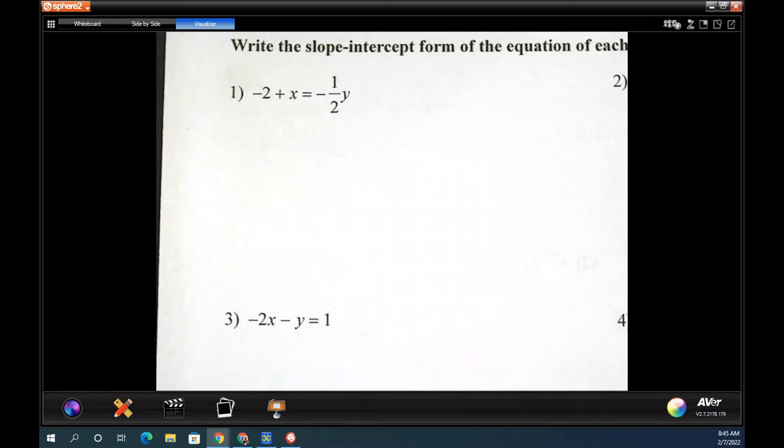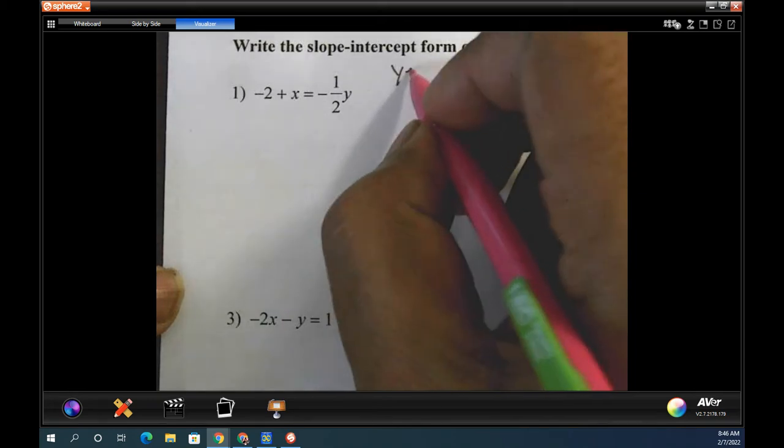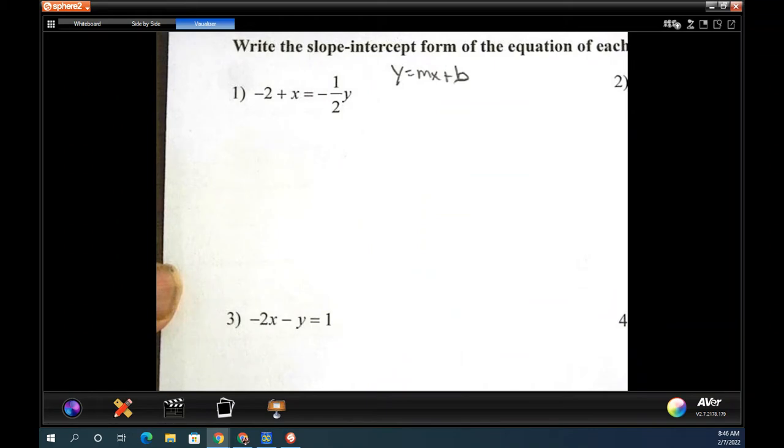Okay, here we go. It says write the slope-intercept form of the equation of each line. What's slope-intercept form? Now, here's the deal. Last week we went in the standard form and y'all did a good job of that. So we're trying to go to y. This time it's not, it's just in any kind of form. So there's going to have to be some thought involved.